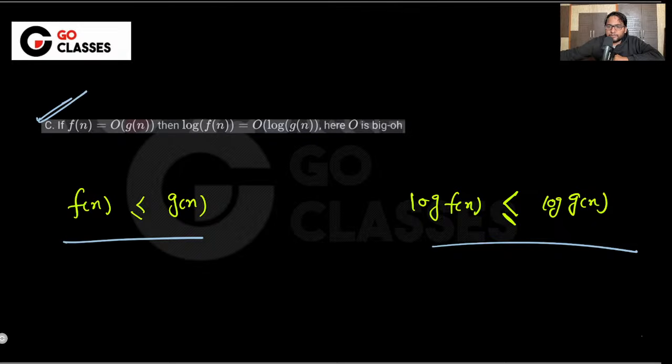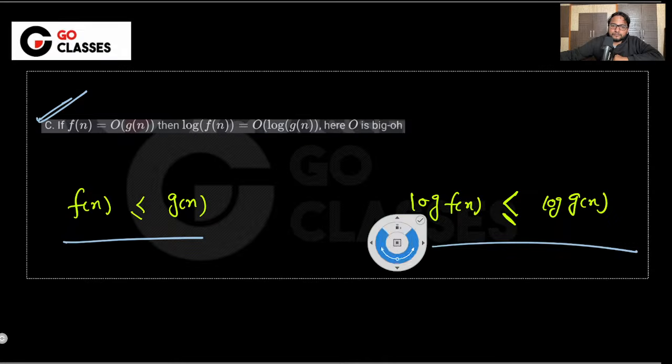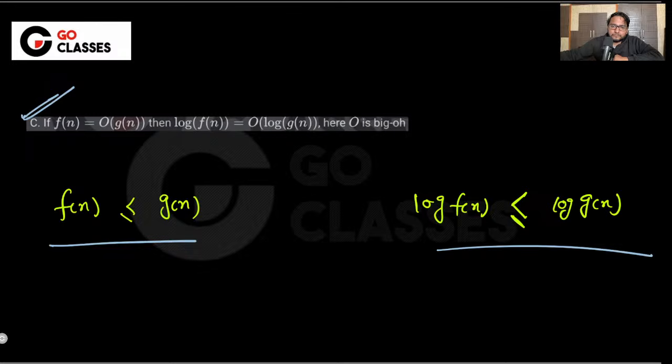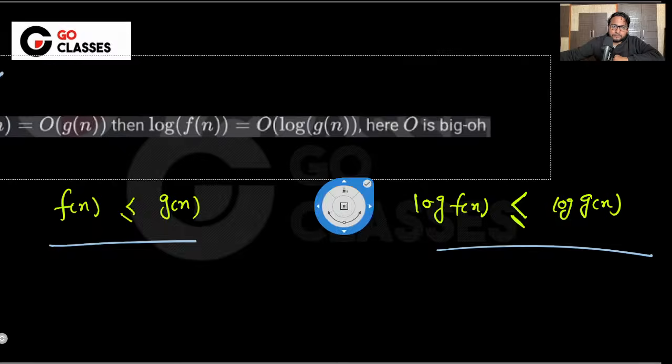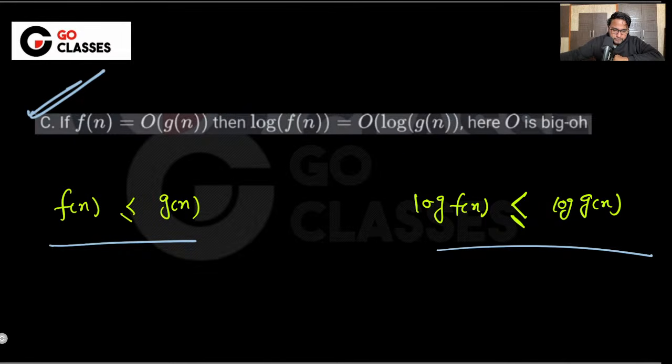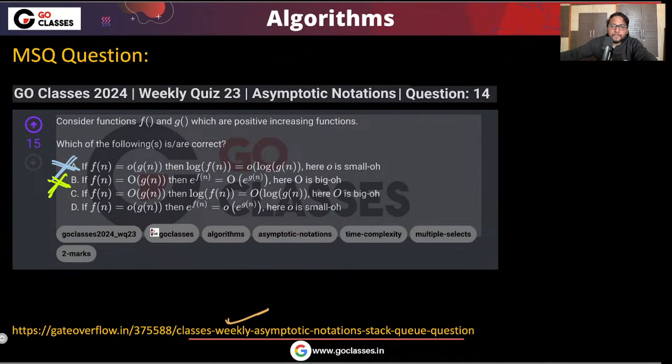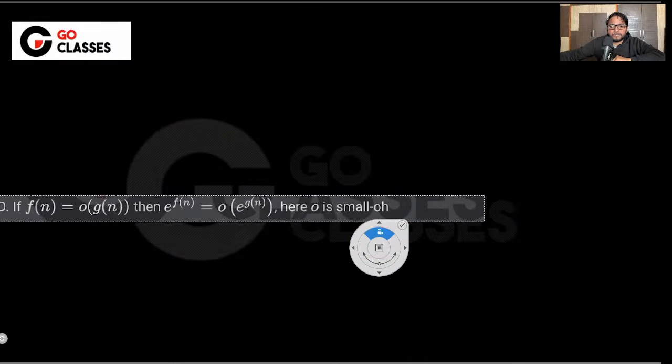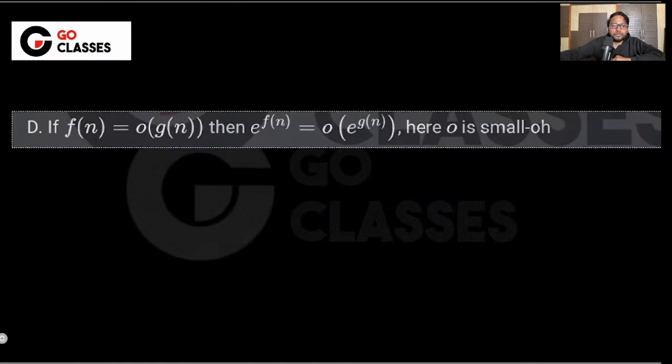Okay, so let me just zoom this a little bit. Now let's just go to option D. See, here this C is true. Now let me just zoom and go to option D. Now what is this option D saying? Let's just see if you can answer this question.